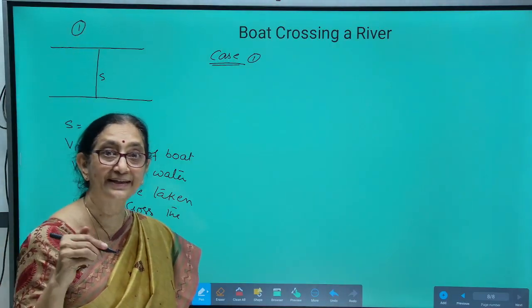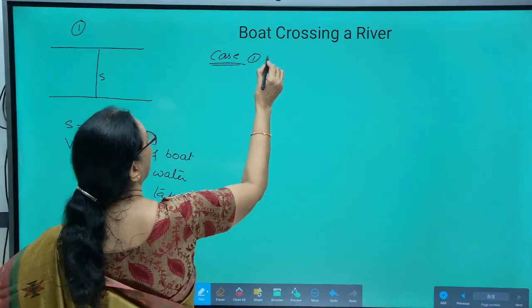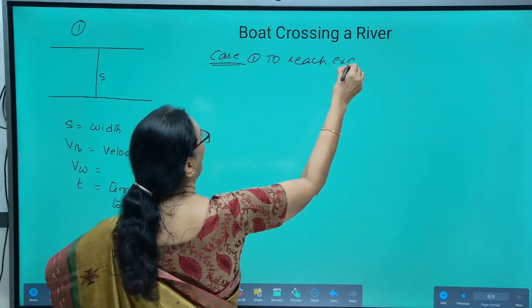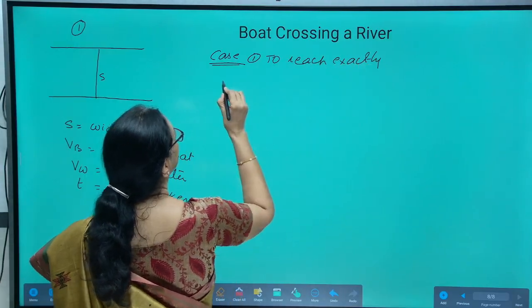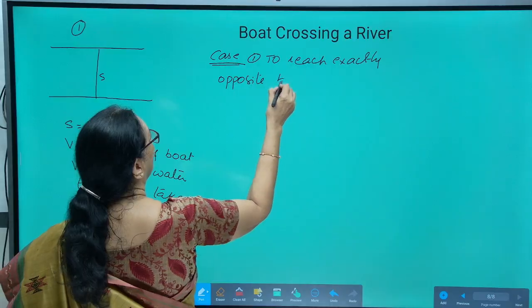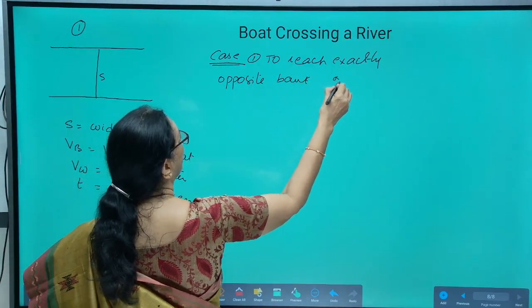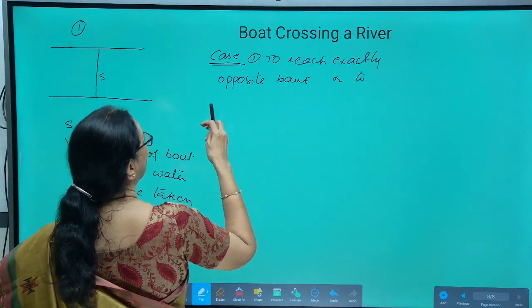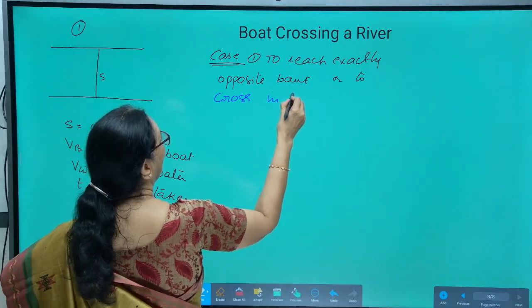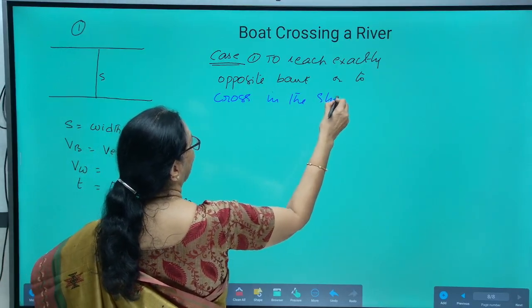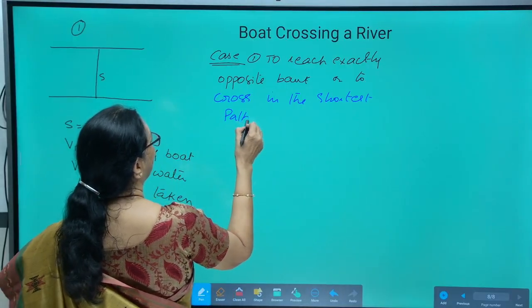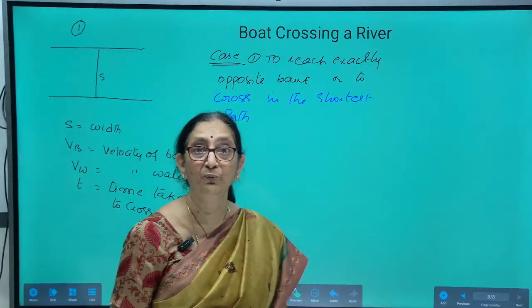exactly the opposite bank, or to cross the river in the shortest path. What shall we do?